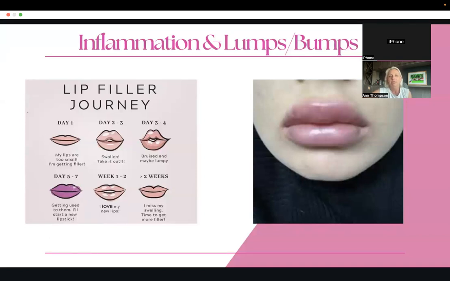So this is kind of the lip filler journey, day 1 all the way through 2 weeks. And so just really watch your patients. Sometimes you do have to give them a lot more education and hold their hand a little bit through that 2-week process. But the more education that you can give them up front, it will save you a lot of headaches in the future.